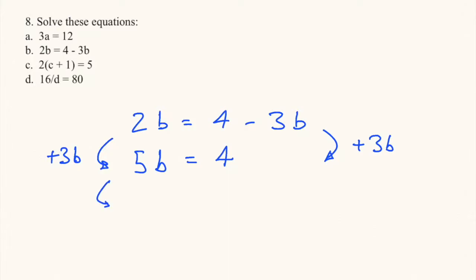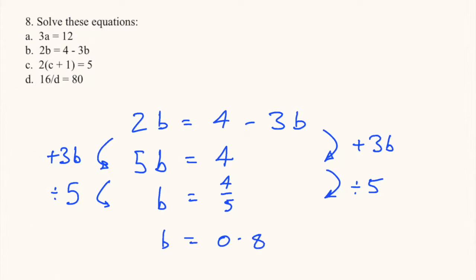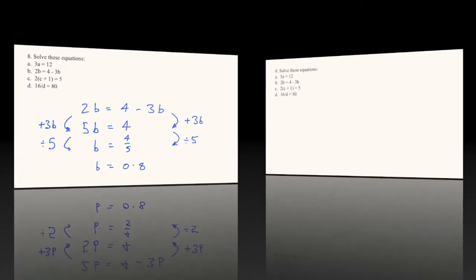Then the next step here, again we've got 5 times b, so we divide by 5. We're left with b equals 4 over 5. You can leave it as a fraction, or you can change it to a decimal. I'd leave it as a fraction, it's one less thing to get wrong.